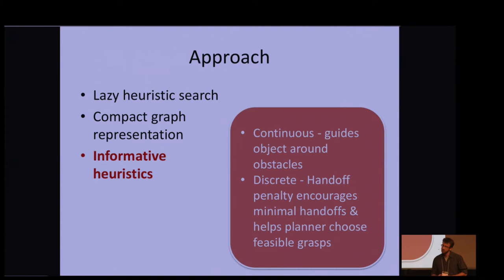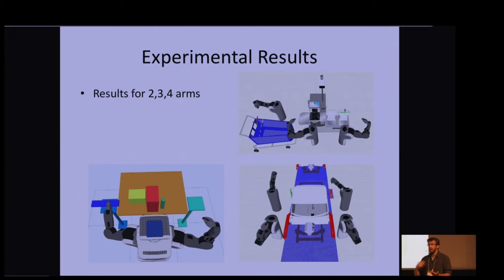But now we have a compact graph and a fast search. But your A-star variants are only good if you have a good heuristic. And like I said before, we have these two sub-problems. So we had to come up with two heuristics that we combine to deal with both of them. The first one guides the object around obstacles from the start to the goal. And the second one helps the planner reason about which arm and grasp to use at which time, and also minimize the number of handoffs.